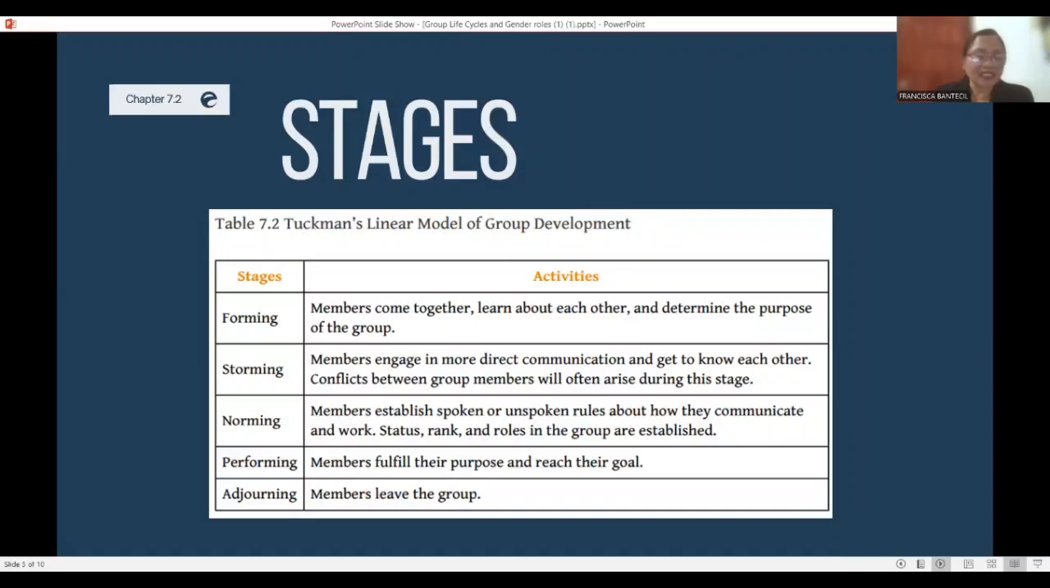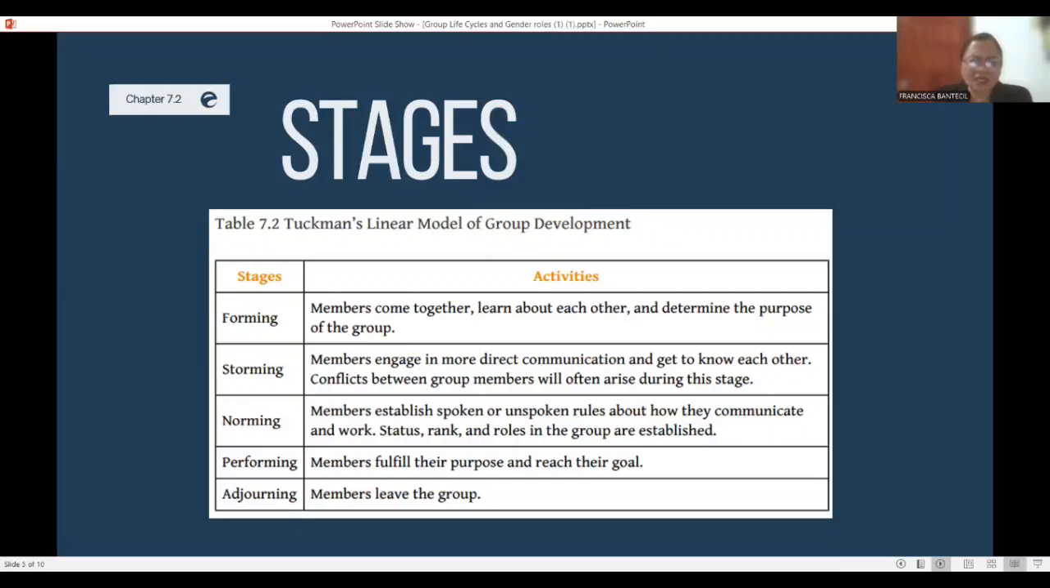The next is the storming stage, in which the members start to challenge each other. Members express different opinions. While expressing different opinions, struggles and tension may arise. So it is the storming stage.